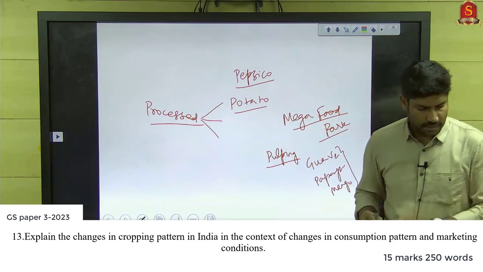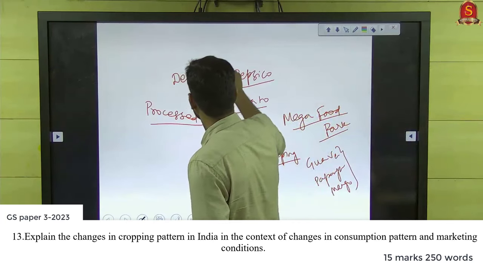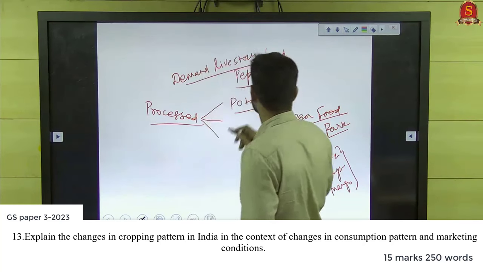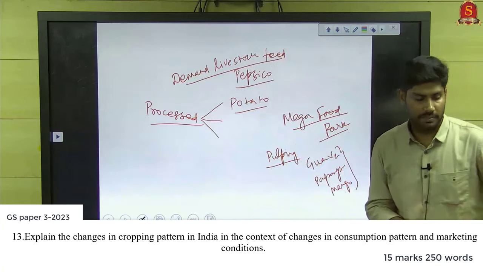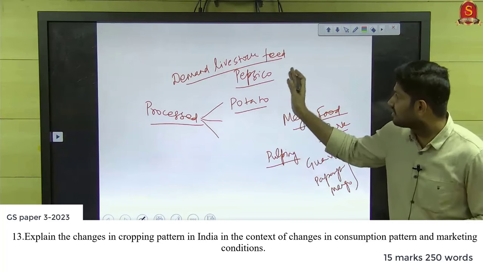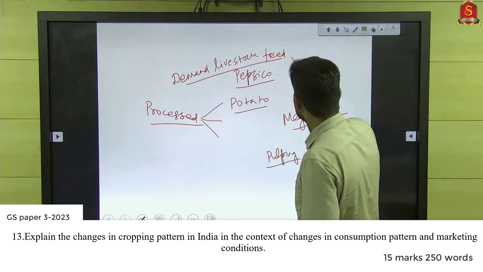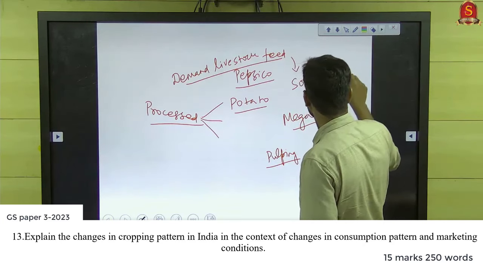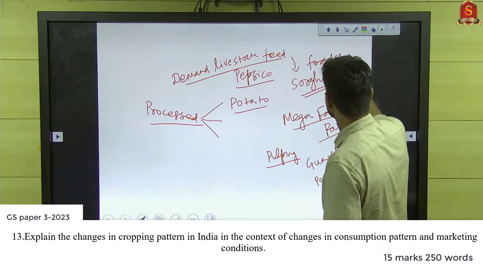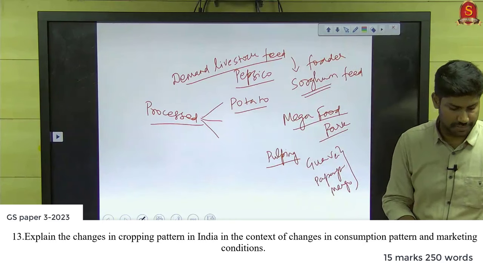Then demand for livestock feed is one more factor. India actually has the largest livestock population in the world. So to meet the demand for livestock feed, in many dryland regions the farmers are growing sorghum feed under fodder crops, so sorghum feed and fodder crops for the livestock population.